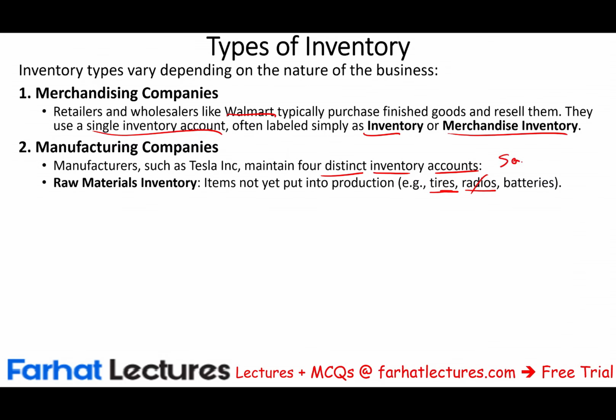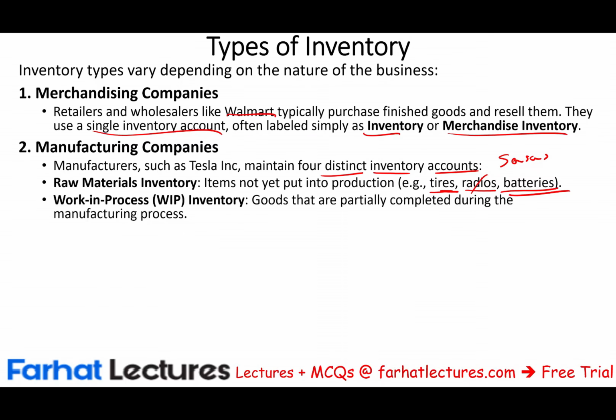Let's use sensors instead for Tesla. Of course, the batteries. Work in process: when they start to manufacture the car, we call this step work in process or work in progress. Goods that are partially completed during the manufacturing process, not 100% completed.